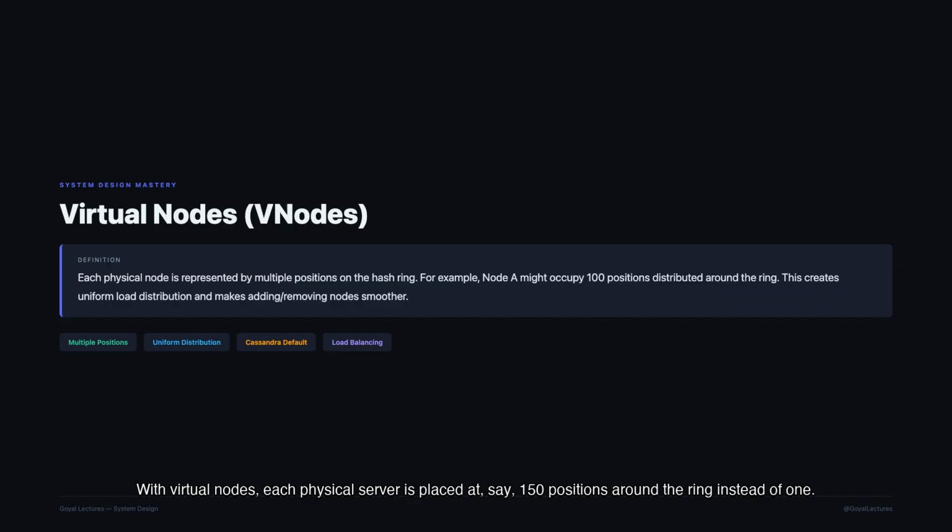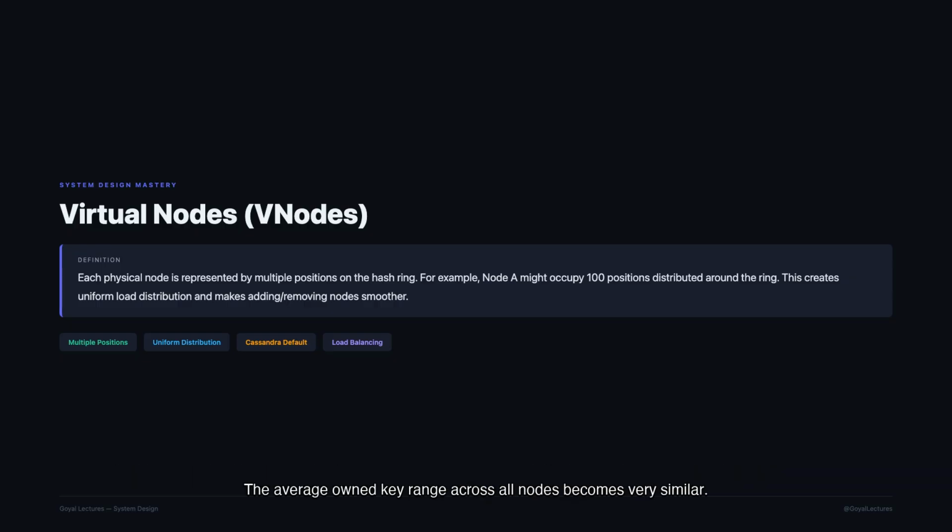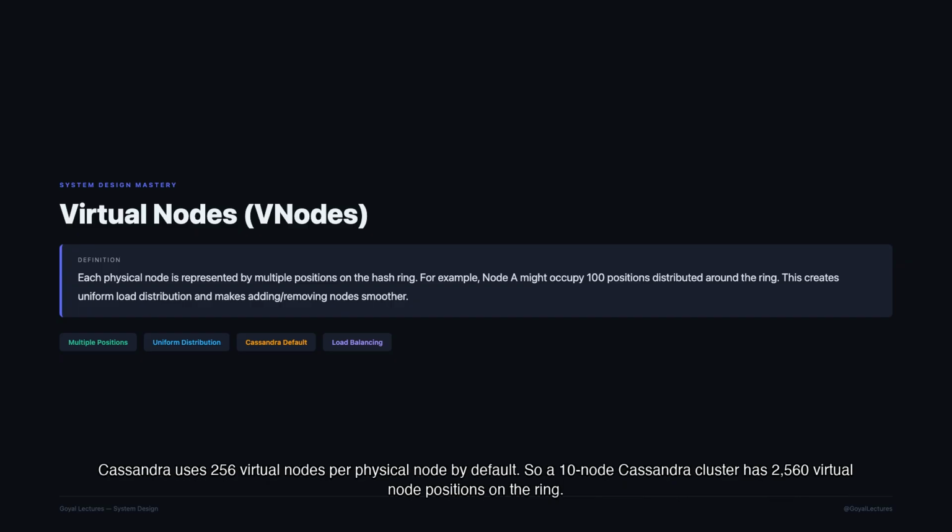With virtual nodes, each physical server is placed at, say, 150 positions around the ring instead of one. These 150 positions are spread uniformly around the ring. Now, each physical node owns many small key ranges distributed across the ring, rather than one large contiguous range. The average owned key range across all nodes becomes very similar. When you add a new physical node, it claims some virtual nodes from existing nodes. Load distributes gradually across many donors, rather than one node suddenly giving up half its data.